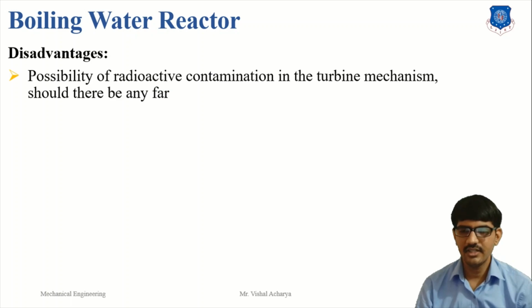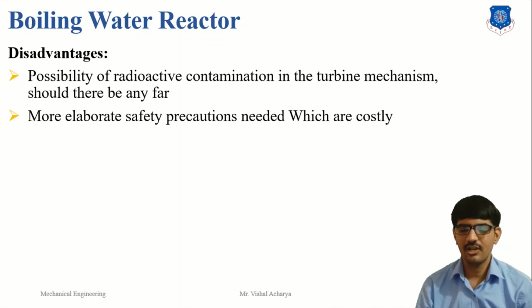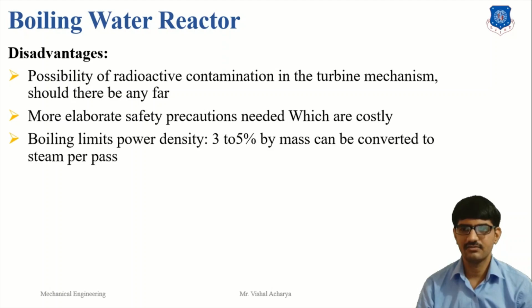The disadvantage here is the possibility of radioactive contamination in the turbine mechanism should there be any fault here. So we require the turbine position to be far from the nuclear reactor. More elaborate safety precautions are needed, which are very costly here. Boiling limits the power density; 3 to 5% by mass can be converted to steam.